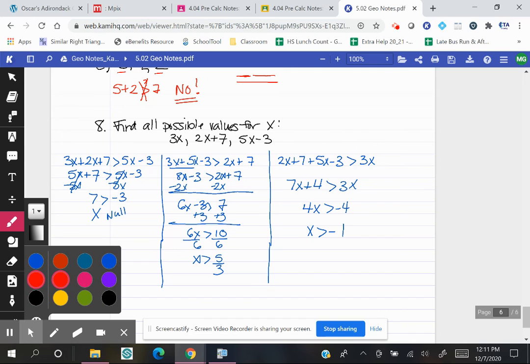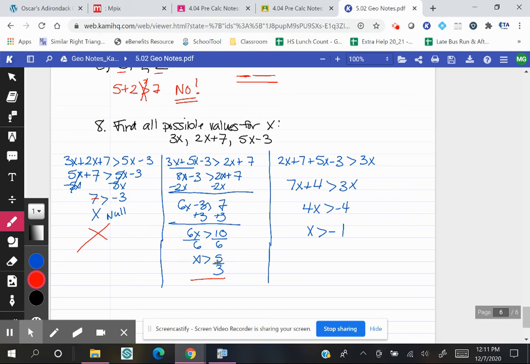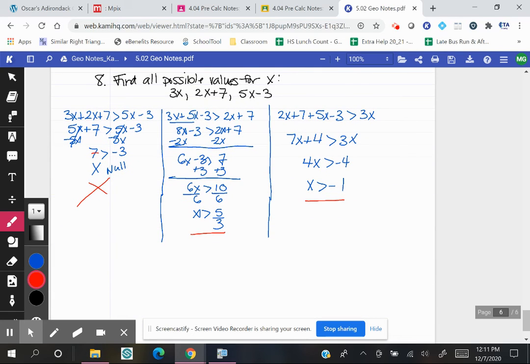So again, all three of these have to be true. Now this one we said doesn't really help us at all. Okay, so we know we have to be greater than -1 and greater than 5/3. Both have to be true. So if I chose 0, 0 is greater than -1, but it's not greater than 5/3. If I chose a number like 3, let's say, 3 is bigger than 5/3, and 3 is also bigger than -1. So any number that I choose that's bigger than 5/3 is also always going to be greater than -1.